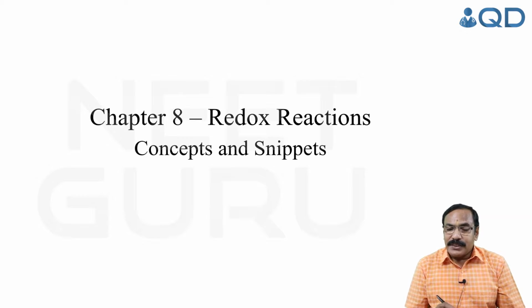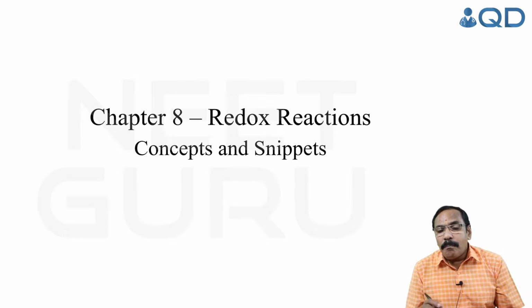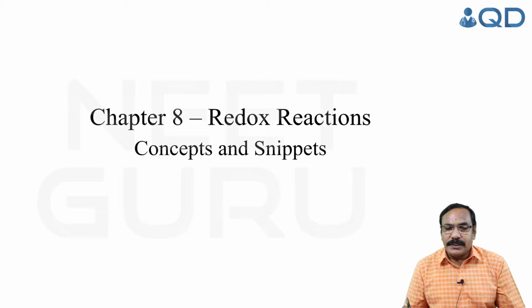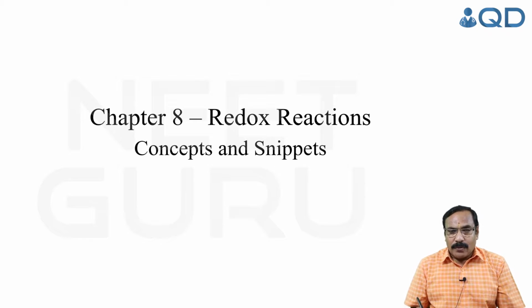One is reduction. It is the process of gaining of electron. And the other is the complementary of this process called oxidation. It is losing of electron.